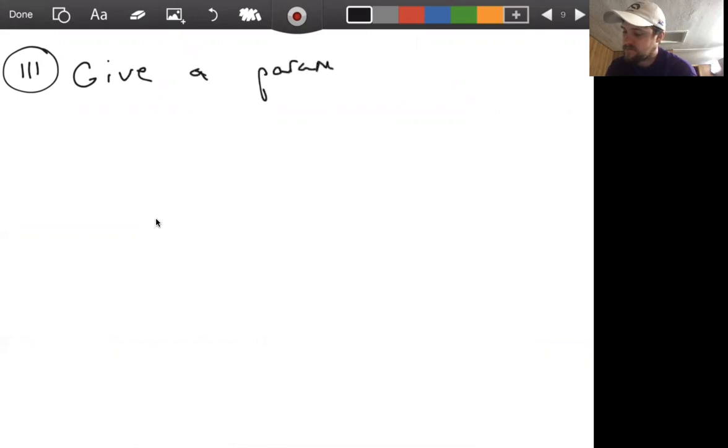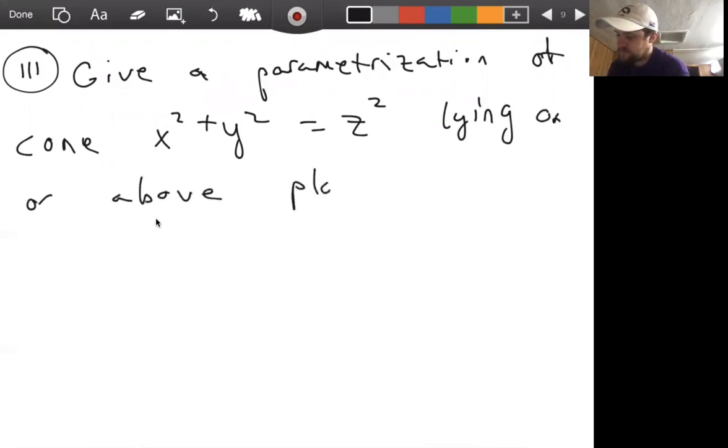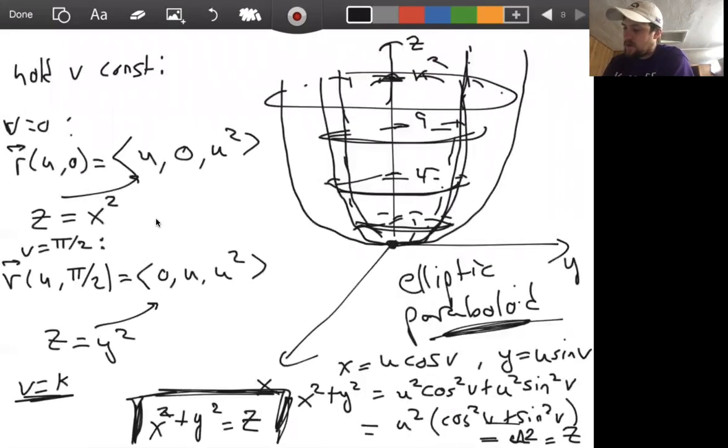Next, now instead of taking the parameterization and then understanding what the surface is, let's define a parameterization. So let's give a parameterization of the cone x squared plus y squared equals z squared lying on or above the plane z equals negative 2. And here's where I caught my mistake.